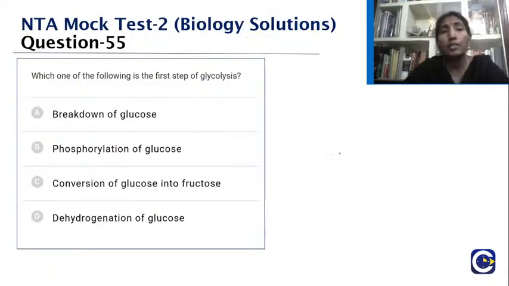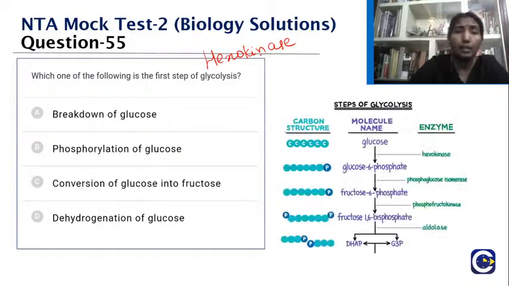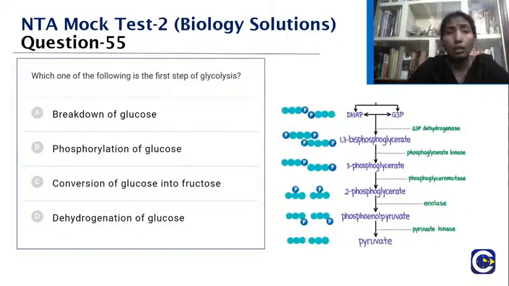Which of the following is the first step of glycolysis? Breakdown of glucose, phosphorylation of glucose, conversion of glucose into fructose, or dehydrogenation of glucose. First you should understand that in glycolysis, the glucose ring is getting phosphorylated. That is, a phosphate moiety will get added to it. Here you have the enzyme called hexokinase, where one ATP will be consumed during this process. The glucose will get converted to glucose 6 phosphate, and one molecule is going to yield 2 molecules of pyruvate. So it is the phosphorylation of glucose.